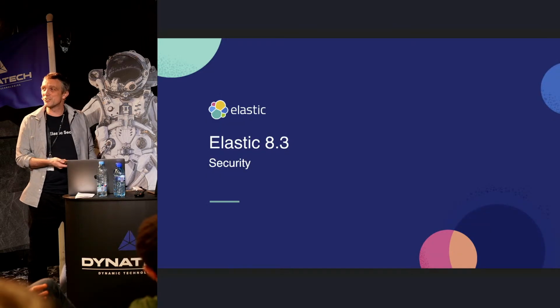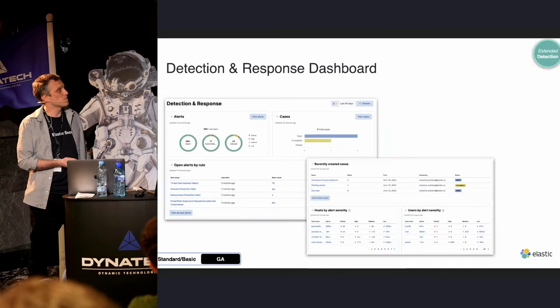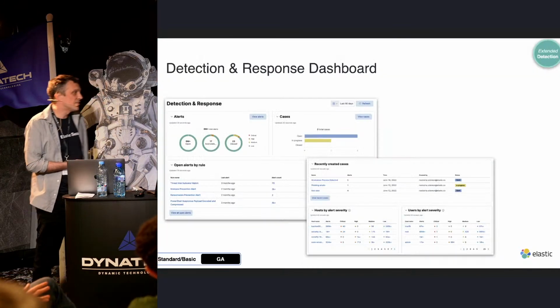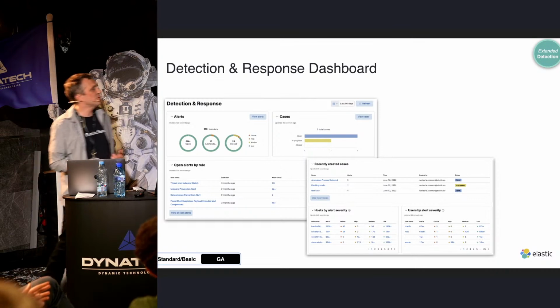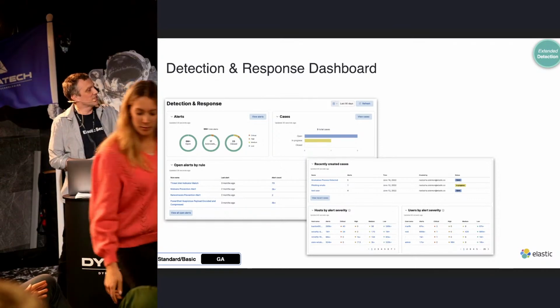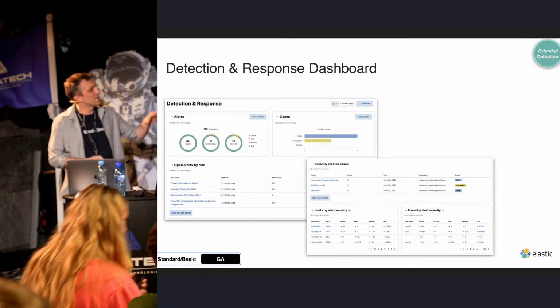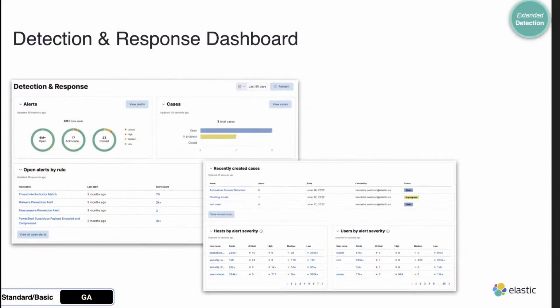Elastic 8.3 security. This is another nice way that we have made the product a little bit easier to use by grouping the detections that we've found. The alerts that we've found are being grouped here, and we can see what kind of responses we have. We can take our alerts and raise them as cases, and here we can see which ones are being looked at and which ones are being closed. And we can also group them by suspicious users, not me, and hosts as well.